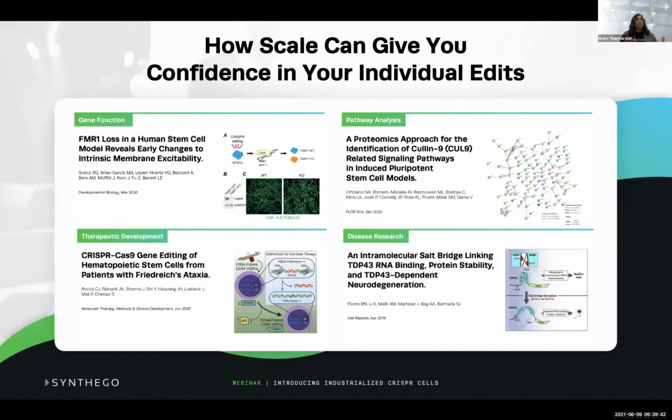And so just a quick highlight in the top left corner, Fragile X, FMR1 implicated in Fragile X was knocked out in human PSCs to generate a model for Fragile X, and it allows researchers to study the function of that gene better, right?